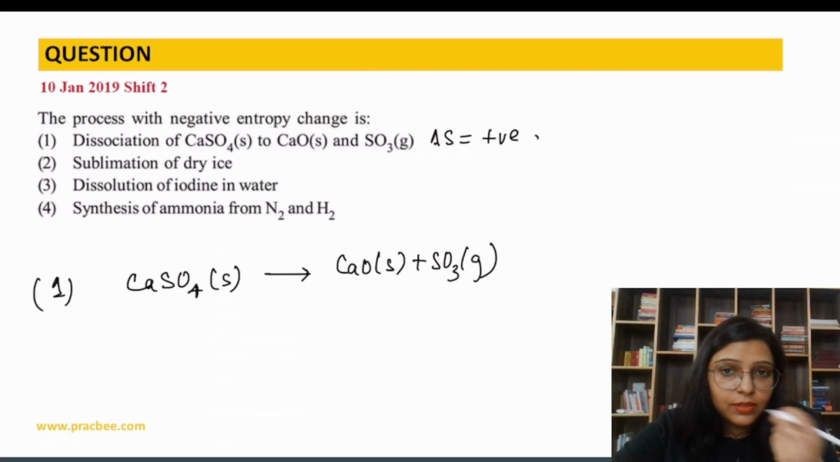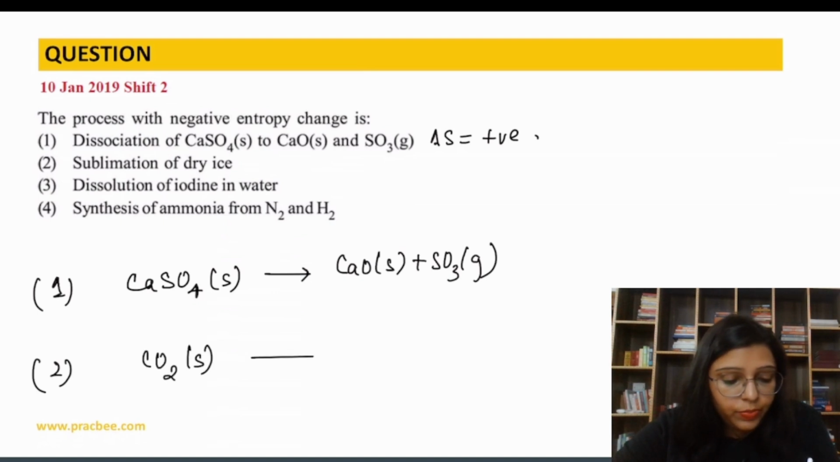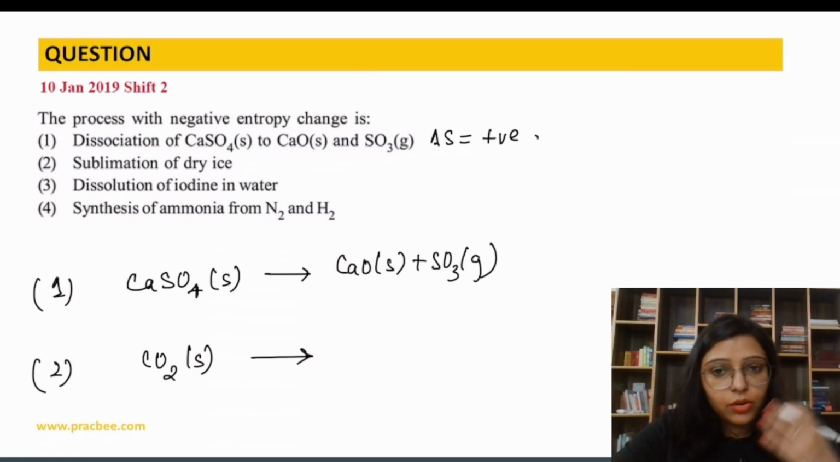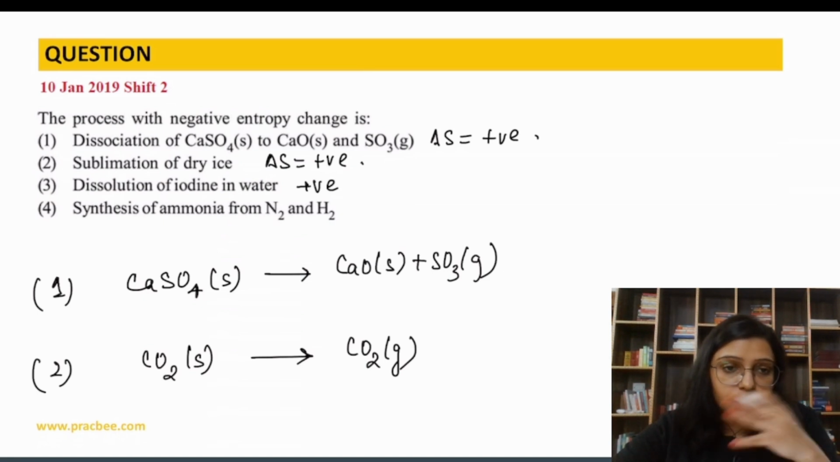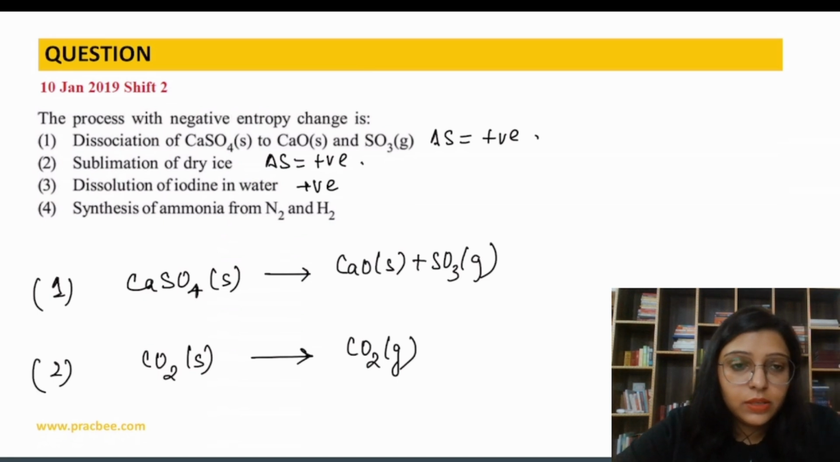Sublimation of dry ice. Dry ice means we have CO2 in solid form. On heating or on removing pressure, what happens? CO2 is converted to gaseous particles. So again delta S is positive. Dissolution of iodine in water. If we dissolve a solid substance in water, randomness increases, because now the solid substance exists in the liquid or aqueous state.